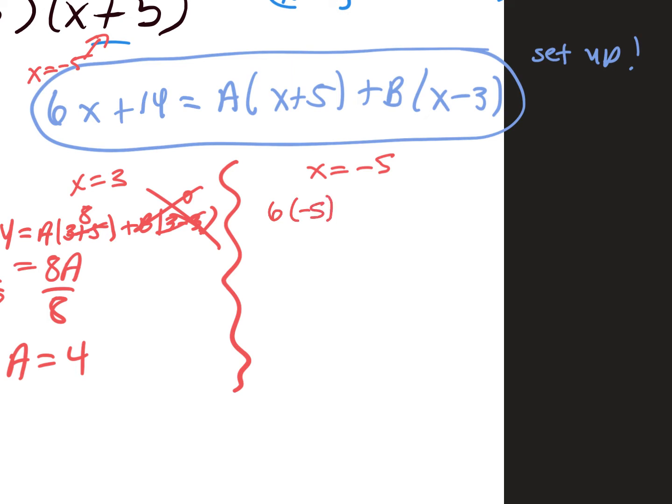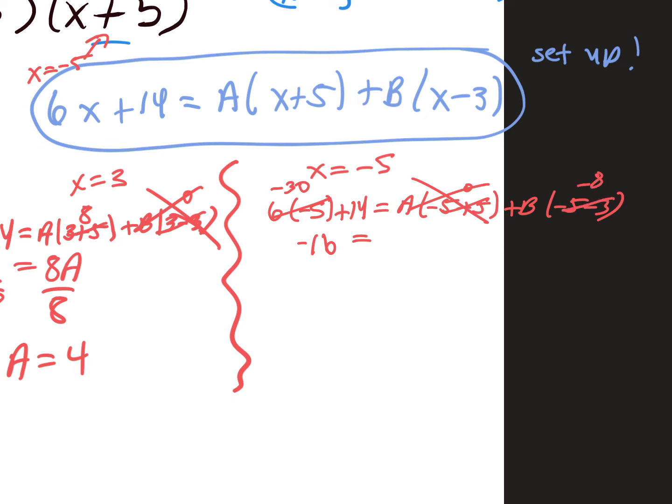negative 5. So 6 times negative 5 plus 14 equals a times negative 5 plus 5 plus b times negative 5 minus 3. So 6 times negative 5 is negative 30 plus 14 gives me negative 16 equals negative 5 plus a positive 5 is 0, and 0 times a gives me 0. And then I have negative 5 minus 3 is negative 8, so b times negative 8 is negative 8b. Divide both sides by negative 8, and I get b equals 2.